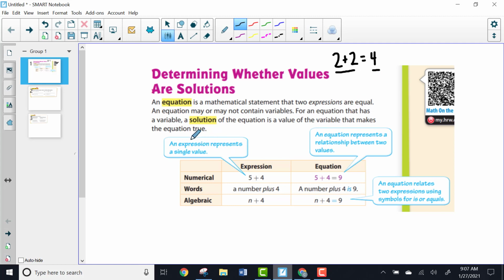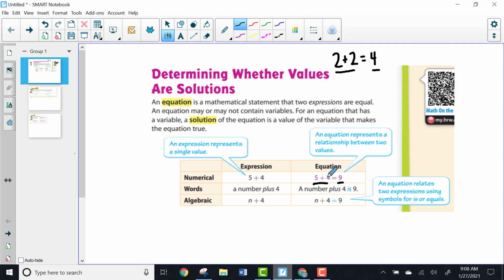We can see a couple of examples here, whether numerical, words, or algebraic. A numerical expression is 5 plus 4. An expression represents one single value. An equation represents a relationship between two values. So we have 5 plus 4, just like I showed you up top, equals 9.